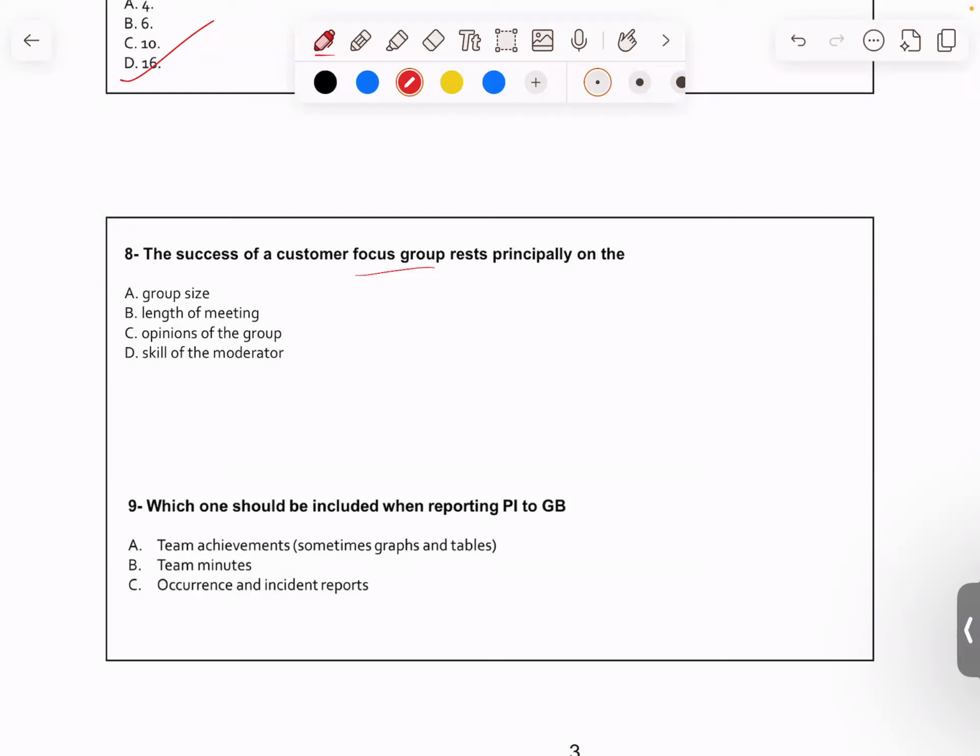Is it the group size? Is it the length of meeting, opinions of the group, or skill of the moderator? Skill of the moderator, C. Very good. Radha, it's skill of the moderator, my dear, because this is the key factor. Their ability to facilitate discussion effectively determines the study outcome. Okay? Don't forget skill of the moderator.